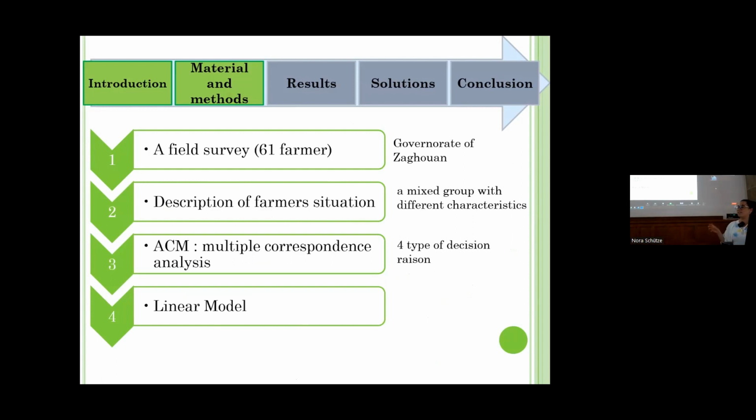To know more about these realities, we adopted a methodology, which is a field survey that we conducted with 61 farmers, a description of the farmers' situation, multiple correspondence analysis, which gave us many types of decision reasons, and finally a linear model.